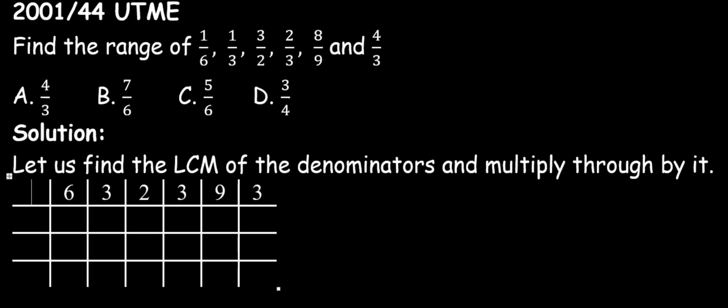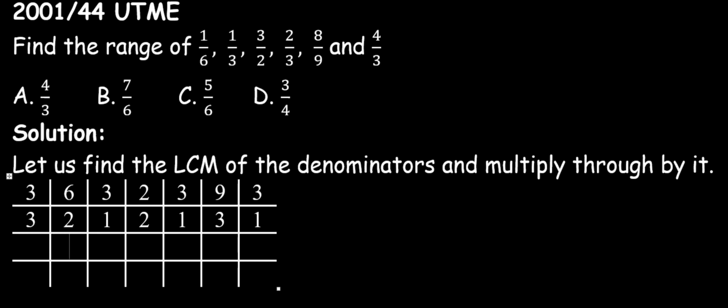Now, having written out the numbers, taking the lowest prime factor that can go in there, we take 3. Though we can go with 2, but we take 3 first. In this case, 3 divide 6, we have 2. 3 divide 3 will give you 1. 3 divide 2, we bring the 2 down. 3 divide 3, give you 1. 3 divide 9, give you 3. 3 divide 3, give you 1. So we can take 3 again.